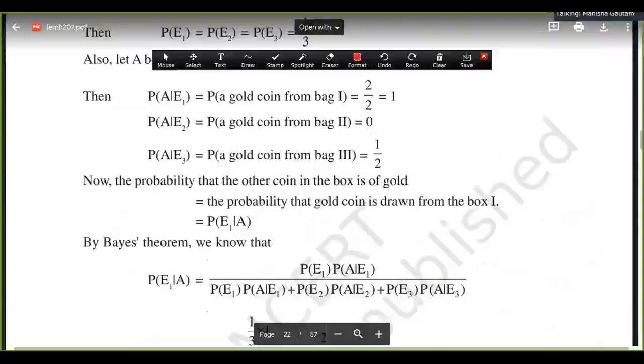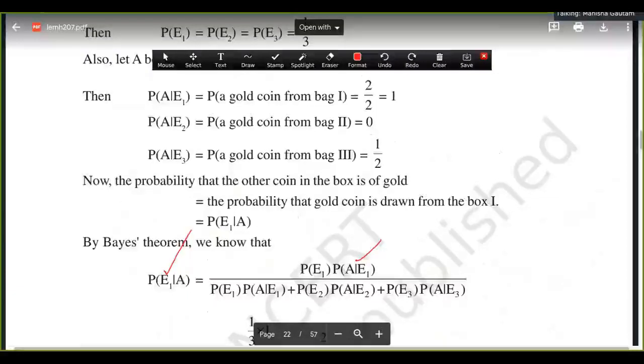Now here is a formula. You want the second coin to be a gold coin. It is possible only in the first case. This should be understood through the statement: only 2 gold coins are in the first bag only. So even if the first is gold, the second coin will be gold.